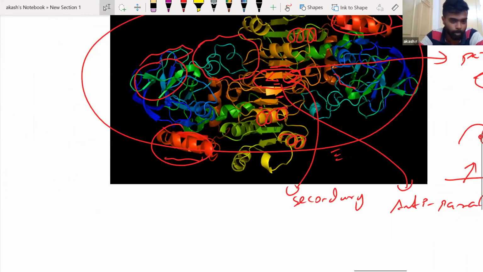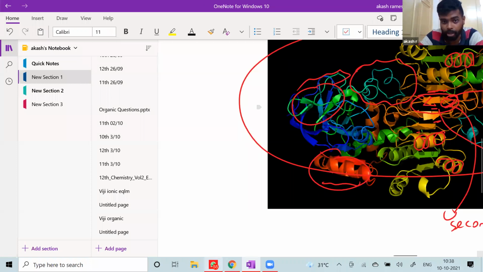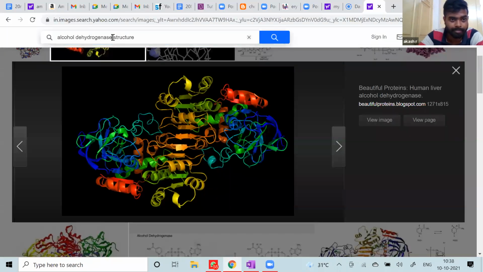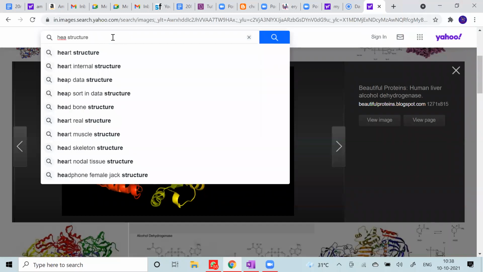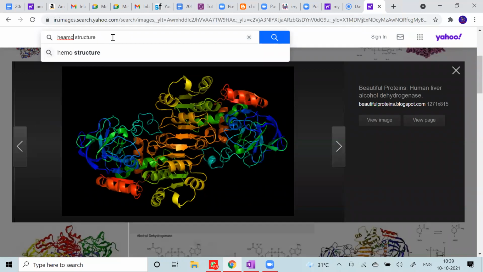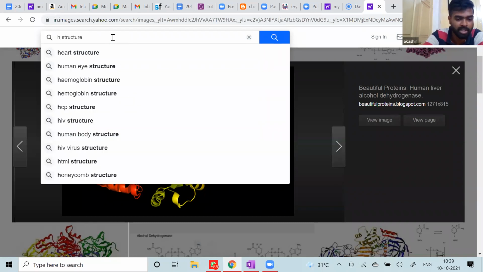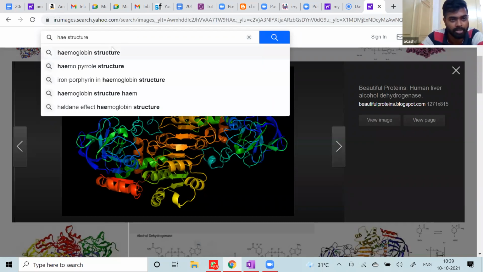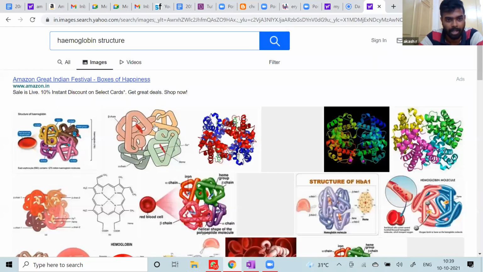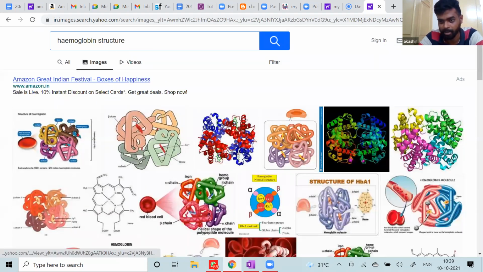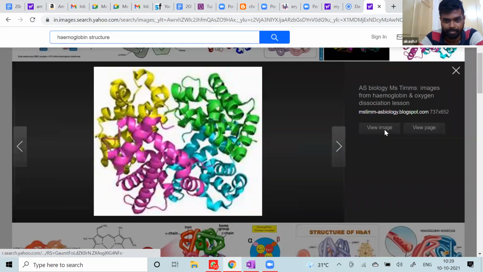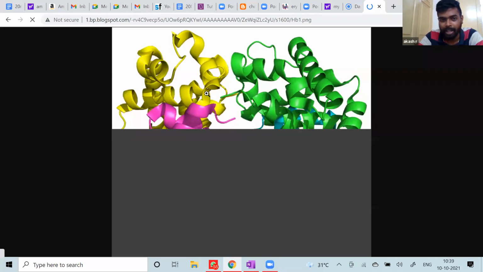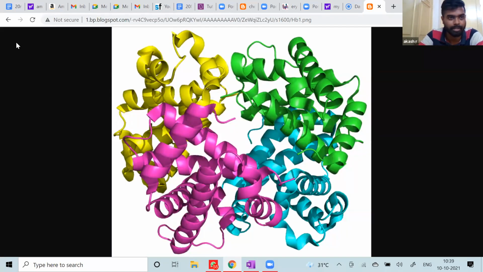If I show you hemoglobin, you will understand. We know hemoglobin, right? All of you know hemoglobin. Where is hemoglobin present? The pigment in the blood. Red blood cells. What is the spelling of hemoglobin? Okay, H-A-E. Okay, hemoglobin structure. You see, this is a better one. Let me actually put it in the OneNote.